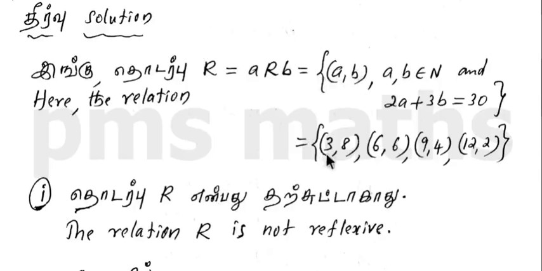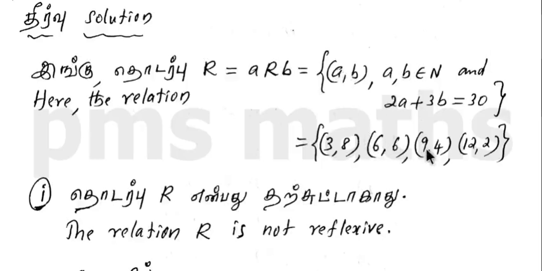We can take the first ordered pair (3, 8). That means a is equal to 3, b is equal to 8. Here we can substitute: 2 into 3, 6. 3 into 8, 24. 6 plus 24, 30. That means this equation is satisfied with these values of a and b. Then take the next one, a is equal to 6 and b is equal to 6. 2 into 6, 12. 3 into 6, 18. 12 plus 18 is equal to 30. That means this equation is satisfied again with this value of a and b.